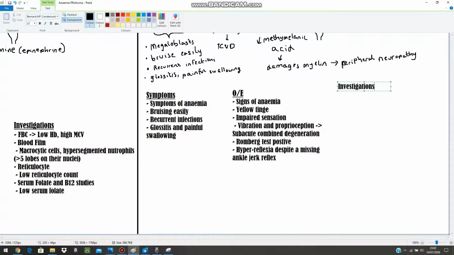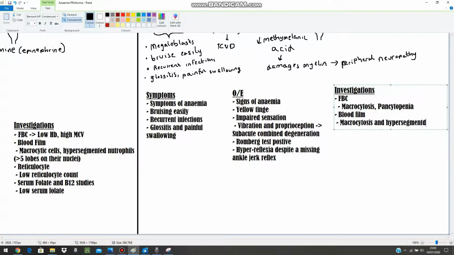What kind of investigations will we want to carry out? Well, just like last time, our bread and butter investigation is going to be a full blood count. And just like last time, we're going to see a reduction in hemoglobin and a macrocytosis because we're getting megaloblast production. As well as this, we might see a pancytopenia. Pancyto refers to all of the cell lineages of the hematopoietic stem cell, and penia a reduction of, so thrombocytopenia and leukopenia. We want to do a blood film too, and we will see macrocytosis once again because of the megaloblasts, and we will see hypersegmented neutrophils as we did in the folate deficiencies.